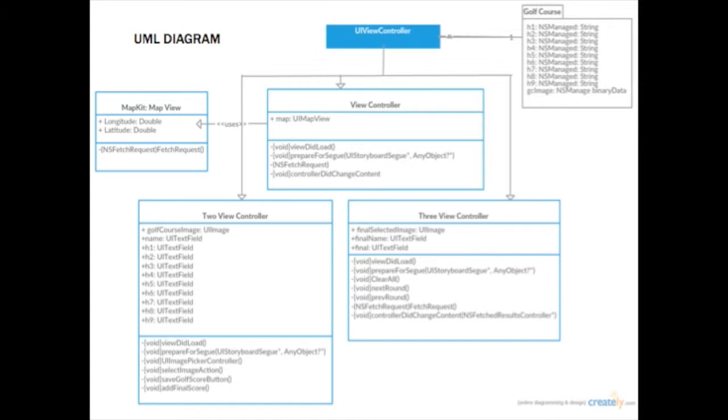Now, the first view controller has access to the map kit, which has longitude and latitude and will fetch requests to display location data.